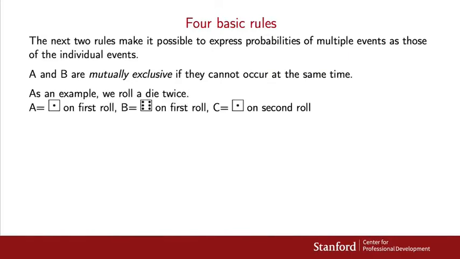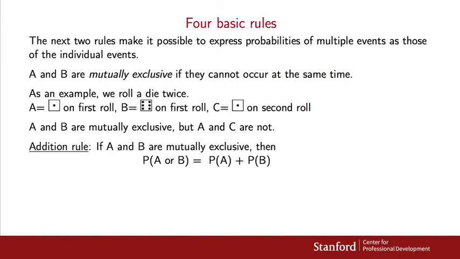Let's look at an example. Suppose we roll a die twice. Let's call the event A the event where we see 1 spot on the first roll. B is the event where we see 6 spots on the first roll. And C is the event where we see 1 spot on the second roll. Then A and B are mutually exclusive because if we have 1 spot on the first roll, then we cannot have 6 spots on the first roll. But A and C are not mutually exclusive because if we have 1 spot on the first roll, then we can also have 1 spot on the second roll.